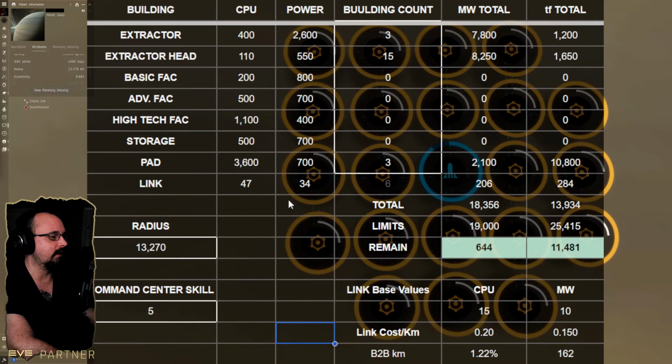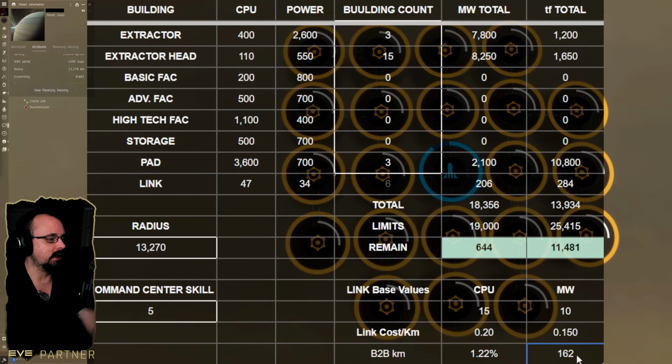What I really wanted to get you guys set up with, if you want to do your own spreadsheet, is just giving you the rough percentage numbers or the rough growth numbers for those links, which tends to be the breaking factor in planning. So this is a field right here that I call B2B kilometers. This is basically building to building kilometer, and it's roughly 1.22% of the radius, which is how we get this 162, which is a rough estimate, as you could tell when we demonstrated on the planet itself.